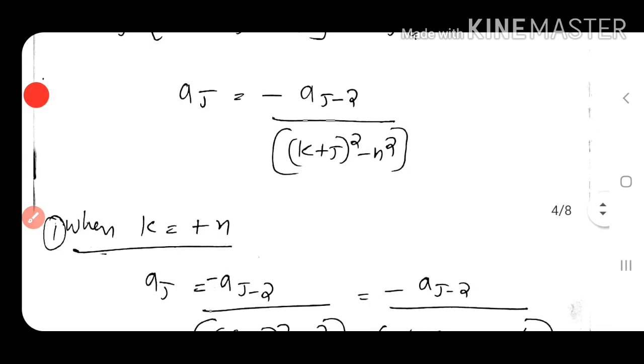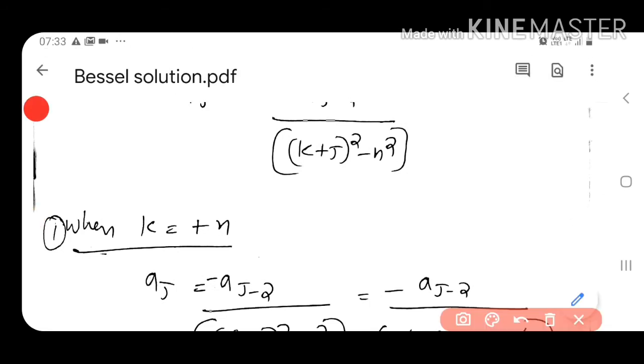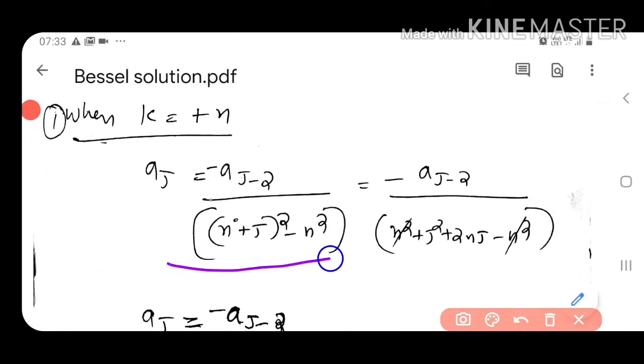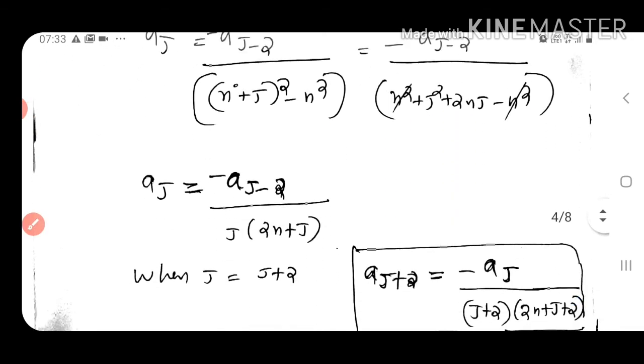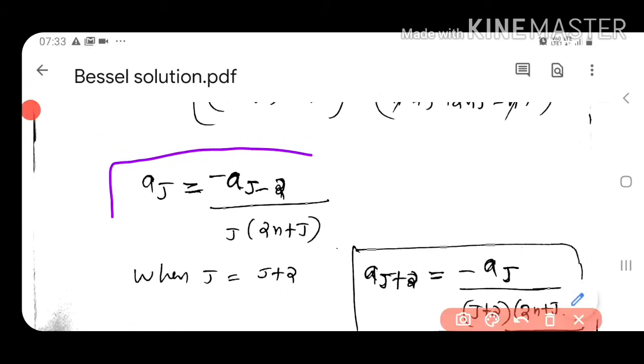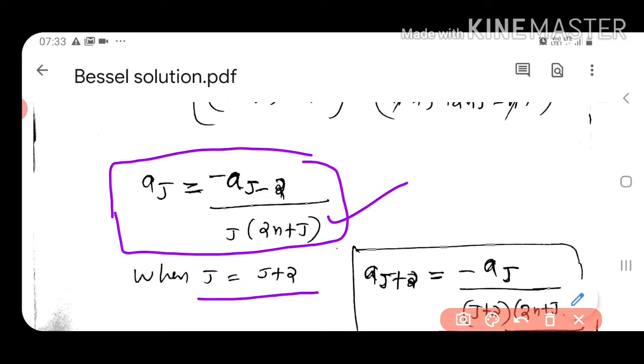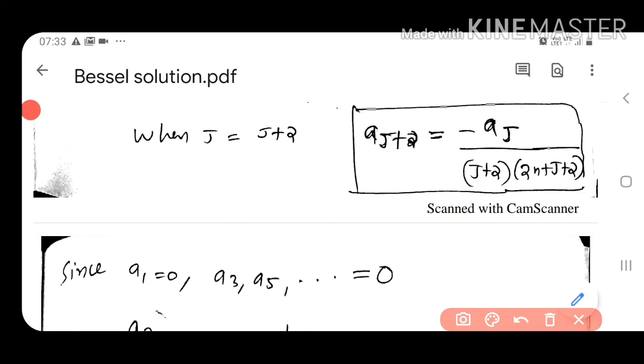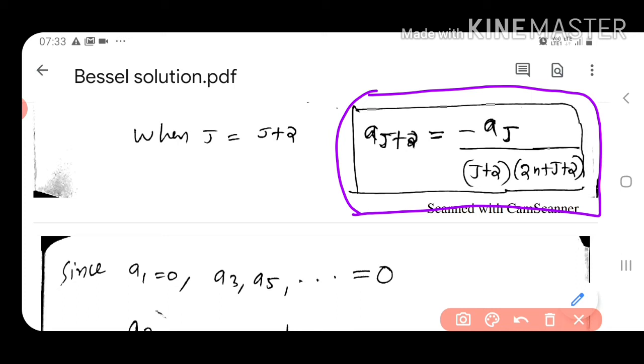And here now we have to take the two roots. When k is n, we put k equal to n here. So the recurrence relation becomes this: k equal to n, and you have aj equal to minus of aj minus 2 by j into 2n plus j, and then when we put j equal to j plus 2 here also. So what you get is this: aj plus 2 equal to minus aj by j plus 2 into 2n plus j plus 2. So this is what we get.